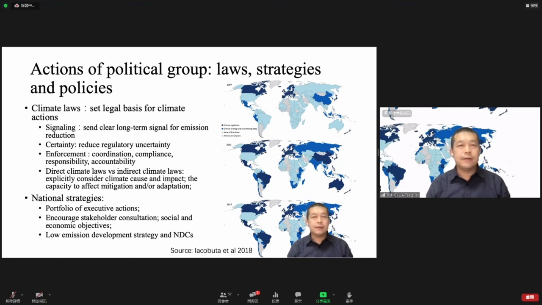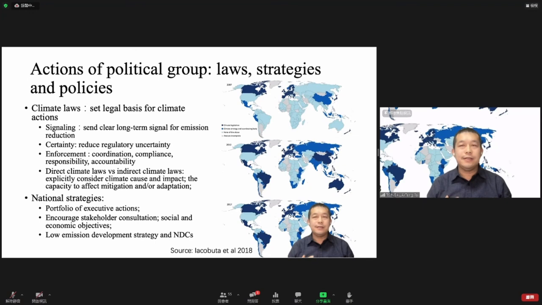And the second action the countries can take is to issue national strategies. Especially when there are no climate laws, the national strategy is generally a portfolio of executive actions which countries can take, and which encourages stakeholder consultation during the preparation of the strategies, to bring different actors together and to agree on the strategy. And also to link the climate change objectives with other social and economic objectives. This is very important in the context of sustainable development.